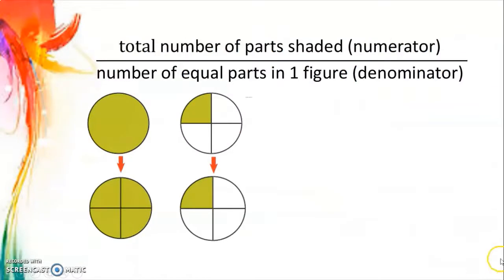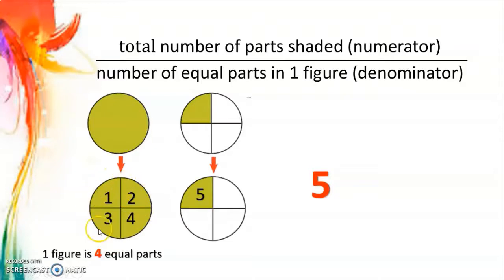How about the other method? We're just going to count the number of shaded. So let's count 1, 2, 3, 4, 5. So we have 5, and in one figure, we have 4 equal parts. So that will be the denominator. So we have 5/4.